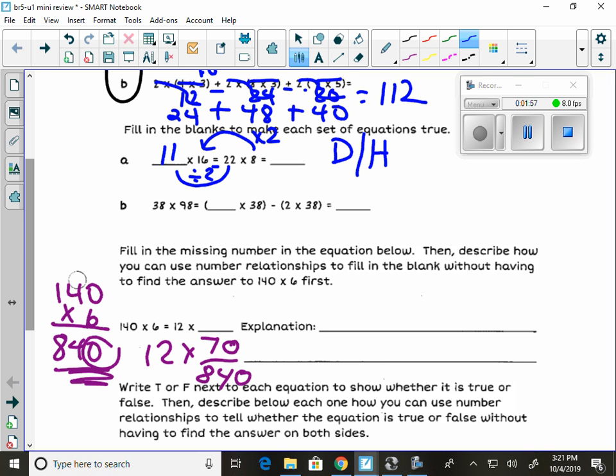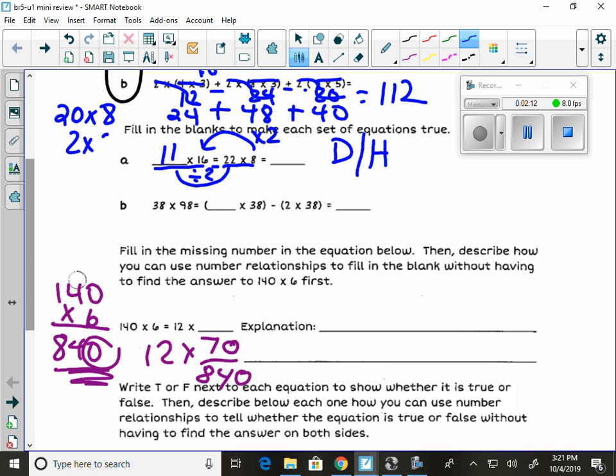Then the final thing is they want a solution here because there's a third part to the equation. Part 1, 11 times 16. Part 2 is 22 times 8. And the third part is the answer. And I would do 20 times 8. This is our partial product strategy.